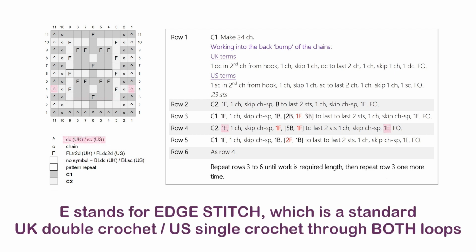And finally, E stands for edge stitch or border stitch, and that is where it's a standard UK double crochet or US single crochet through both loops.